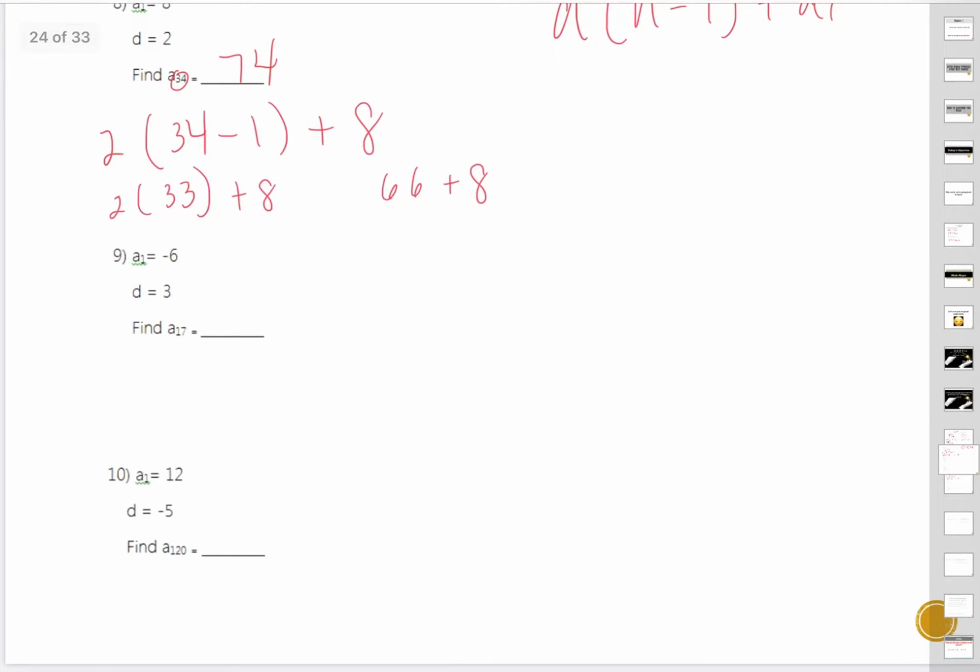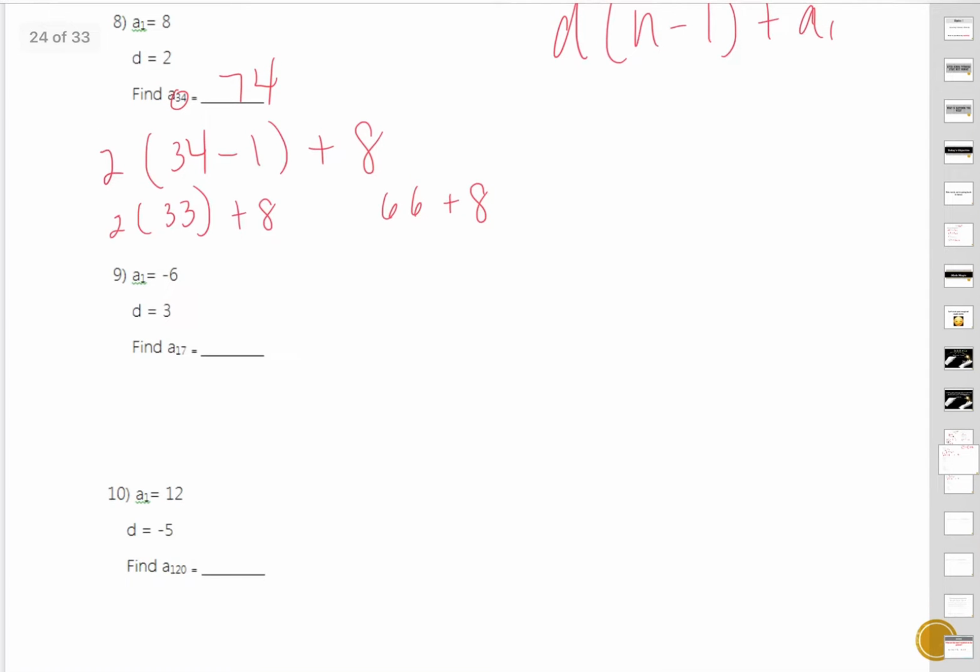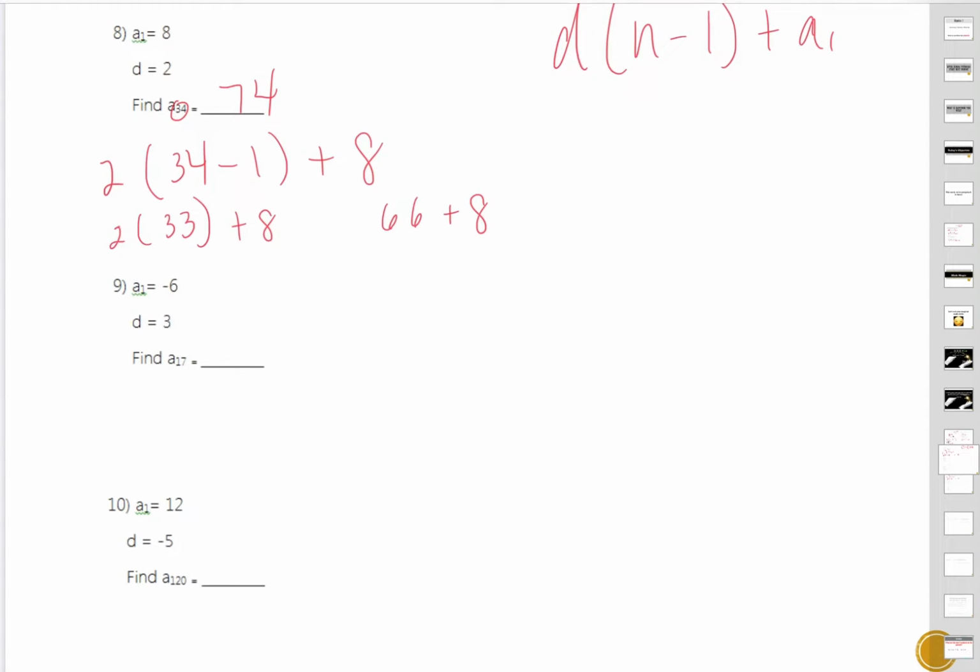Okay, try the same thing for number 9 and for number 10, please. Very easy, same formula. Common difference, desired number minus 1 plus your starting number.